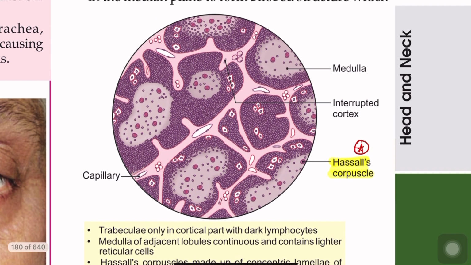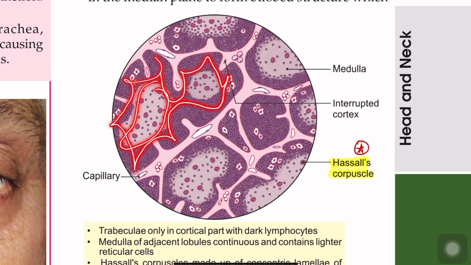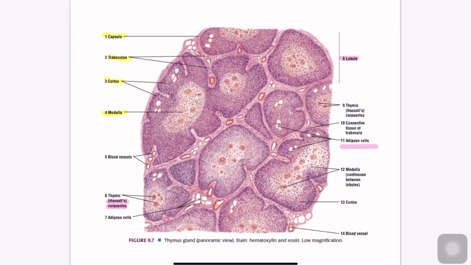If we look at a diagram from BTC, you can clearly appreciate the Hassall's corpuscle, a common medulla, and the cortex, which has been divided into a number of parts by the trabeculae.